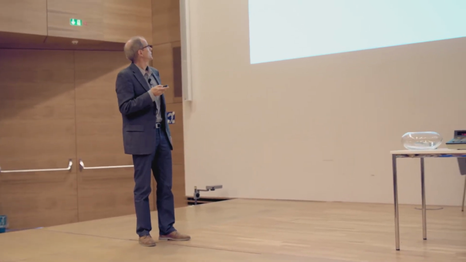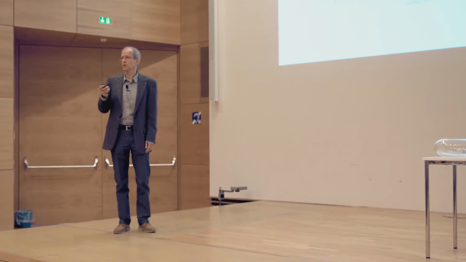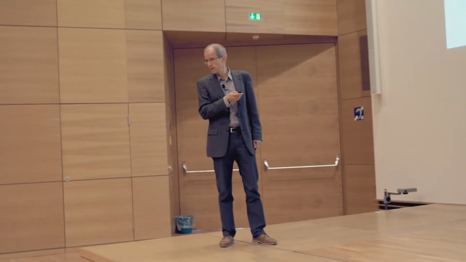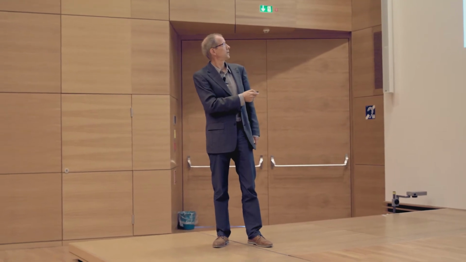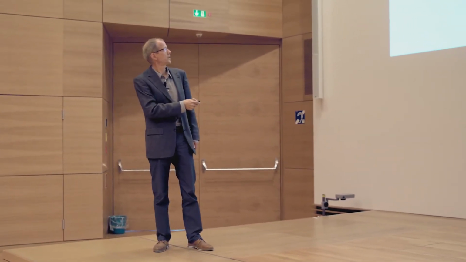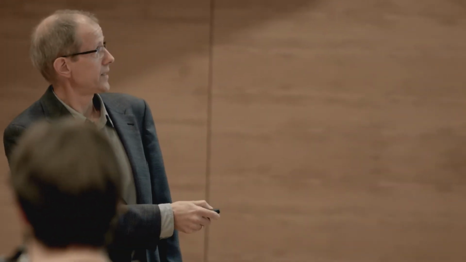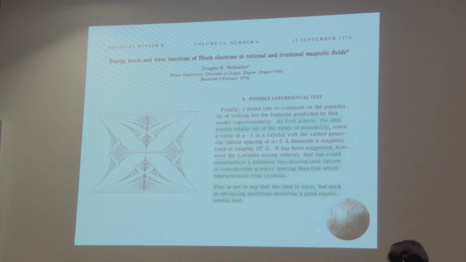Now, we could ask, if this is so important, what about experimental confirmation tests? Even this is already discussed in his paper. He's saying that, at first glance, the idea seems totally out of the range of possibility in those days. But he already suggested a strategy to get, for experiments, into a parameter regime where you might observe this butterfly spectrum, depending on magnetic field and energy, suggesting two-dimensional lattices with a larger lattice spacing that helps to reach this parameter space.